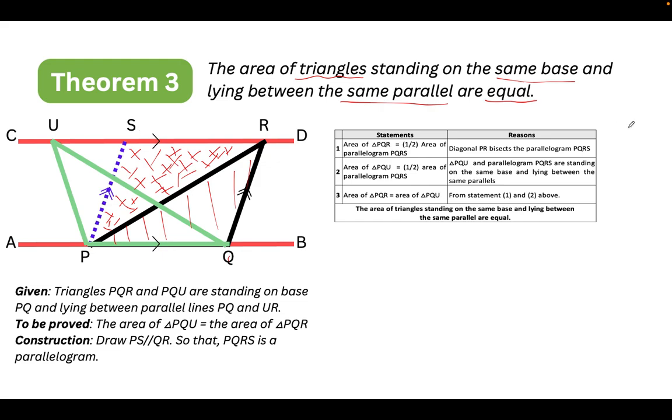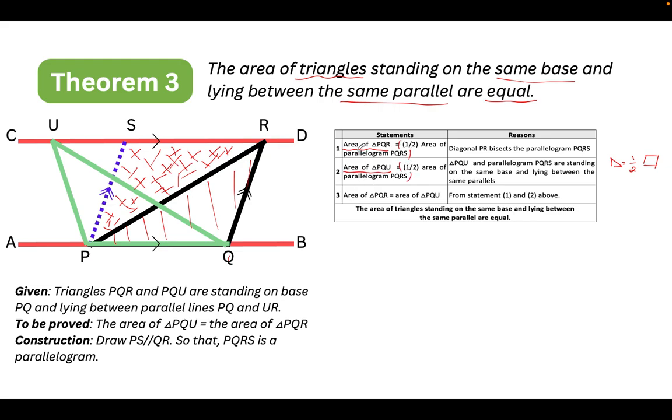Because in theorem 2 we have studied and proved that the area of a triangle is half the area of a parallelogram standing on the same base and between the same parallel lines. Here PQ is the same base, and AB and CD are the parallel lines. So the area of PQU is half the area of PQRS. Now we will take this part of the two statements because the right part is the same for both statements.